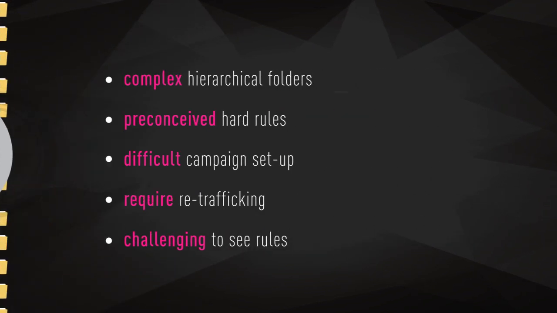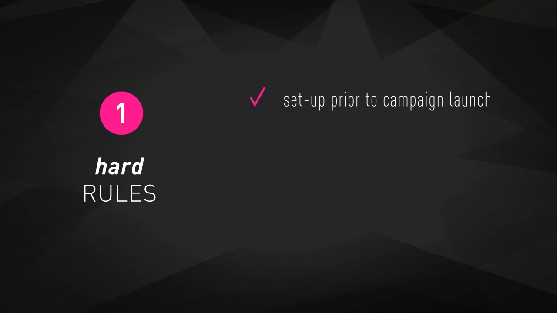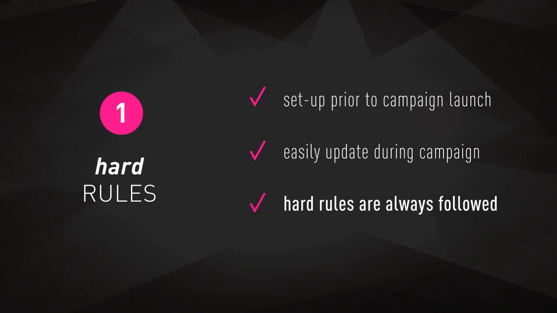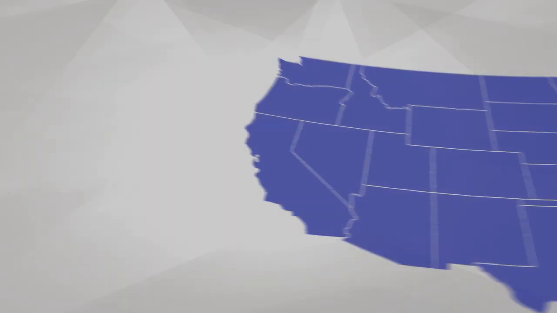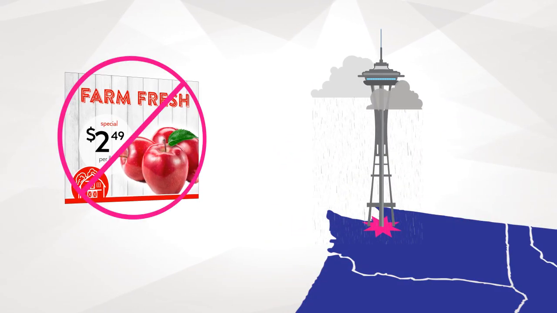Spongecell's next-generation decision engine can assign tags in 3 different ways. Tags can be set up prior to campaign launch as hard rules. Hard rules can just as easily be updated during the campaign to maximize campaign impact. Hard rules are assigned to always be followed. A hard rule could be to always show apples on the West Coast, but never show apples in Seattle.